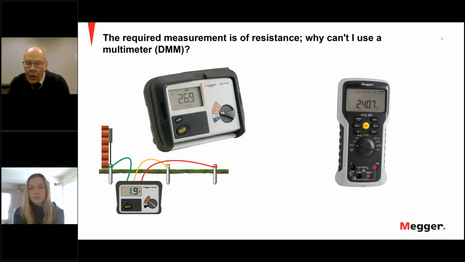And so, no, the uncertainty with a DMM is really huge. You might get lucky, but that's the best you can hope to do. So, no, just abandon that idea. Don't do that. Get a ground tester, and you can prove that you have an accurate measurement.